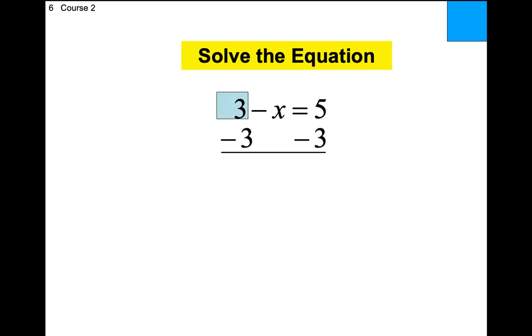How do you get rid of the 3 here? No one will make the mistake. But as soon as I put the 3 to the other side, then everyone wants to add 3 to both sides. 3 plus 3 is 6, by the way. You get 6 minus x equals, in this case, 8.